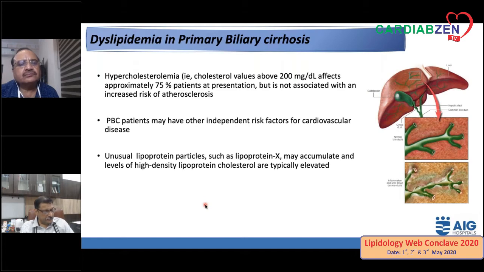So in almost the majority of the patients, 75% or more, we see very high cholesterol values. But studies have shown that this is not causing an increased risk of atherosclerosis or cardiovascular disease. This is possibly because the pathogenesis of dyslipidemia in PBC is due to lipoprotein X accumulation, and it behaves like a high density lipoprotein in scavenging some of the lipids.